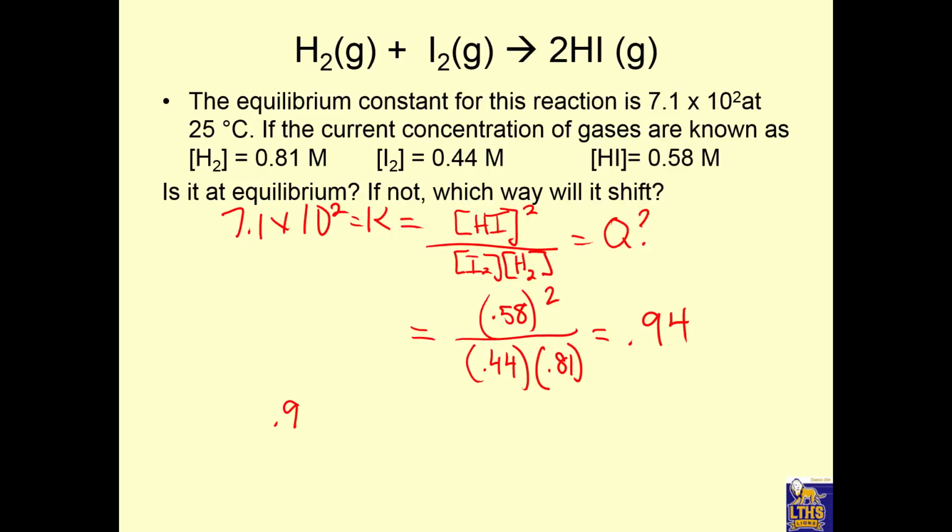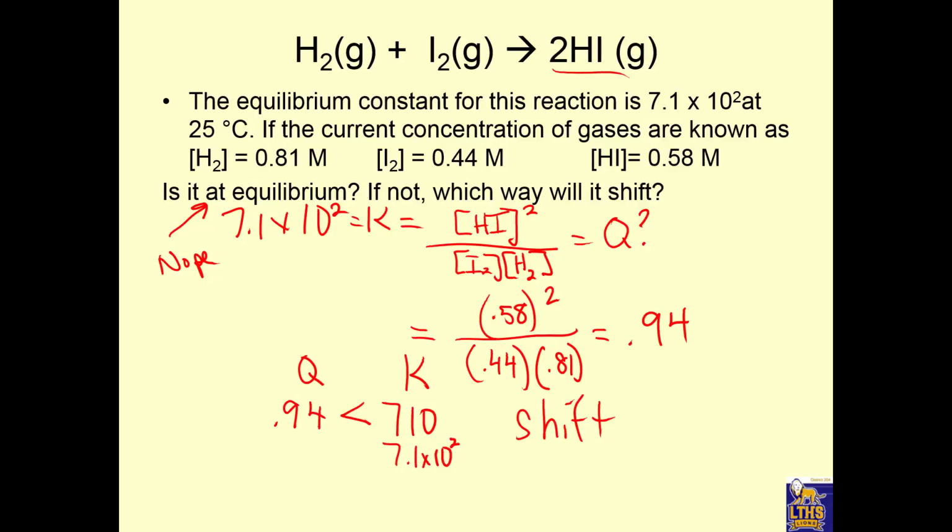So 0.94 is our Q, and it is smaller than 710, which is 7.1 times 10 to the second. That's our K. So what does that mean? It means we're not at equilibrium. Nope, not yet. But it needs to get bigger. So in order for this number to get bigger, we need more of the stuff on top, and more of the stuff on top is product. So we'll shift toward more products to get to equilibrium.